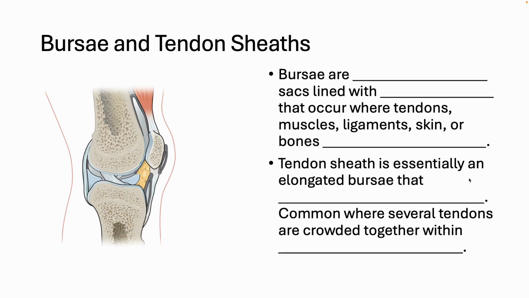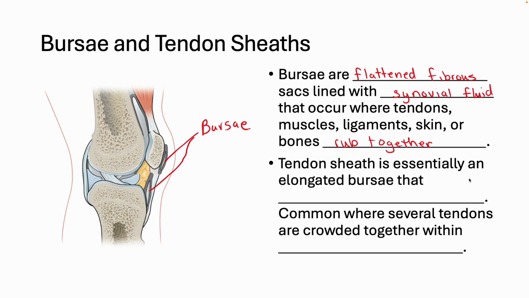Two structures that are commonly associated with joints are the bursae and the tendon sheaths. So bursae and tendon sheaths share similar structures, but they are slightly different. So bursae are like these structures that you see here. They're essentially flattened fibrous sacs that are lined with synovial fluid. They occur anywhere where tendons, muscles, ligaments, skin, or bones tend to rub together.